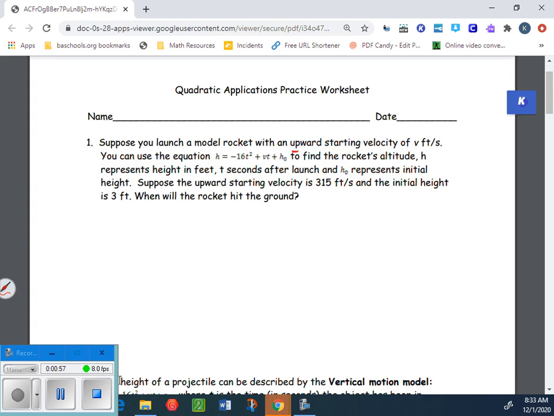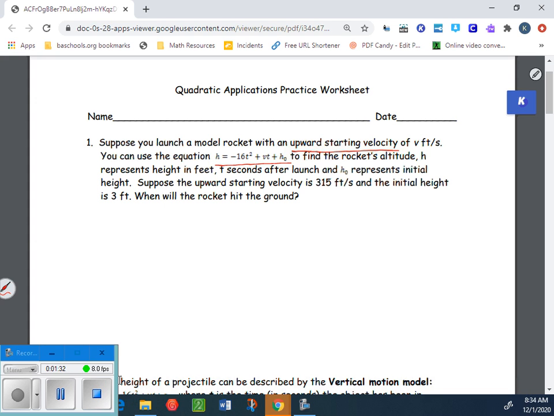So we have to actually know what our starting velocity is, and we can use this equation right here. The negative 16 t squared has to do with the pull of gravity. So we can use that equation to find the rocket's altitude, h, which is its height. The h represents the height in feet, and t represents the seconds after launch. And then that little h sub 0 is called an h naught. H naught represents the initial height, the starting height from wherever it's launched.